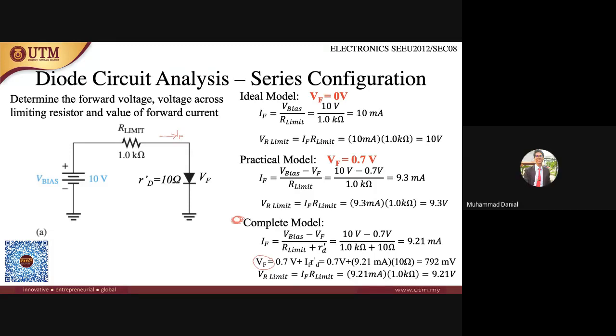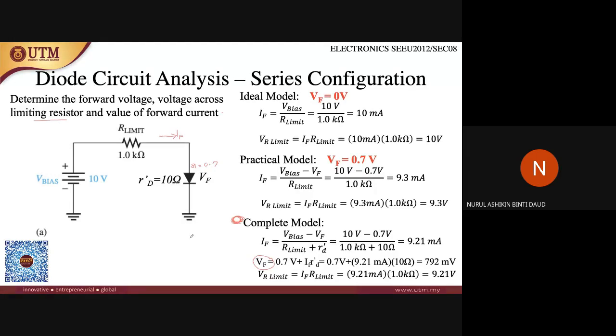Sensei, how do we know that VF is 0.7 volt? It will be mentioned to you. Usually, in the question, they will mention what the diode is made from. In this question, the diode is made from silicon, 0.7. It is not written here, but it is actually made from silicon. It's very rare for the diode to be made from germanium. Usually it is silicon.